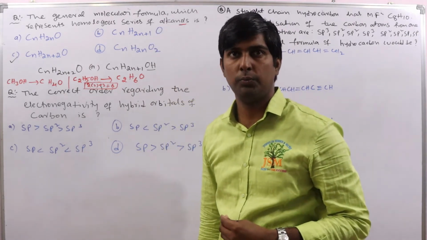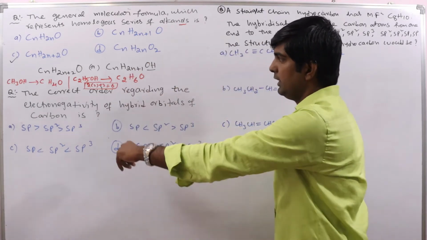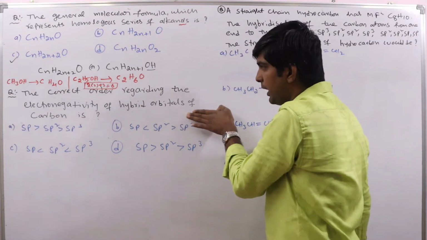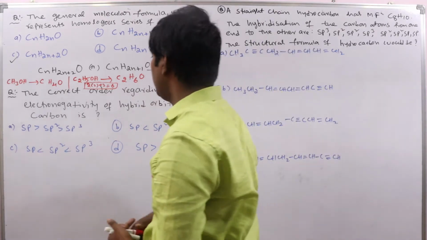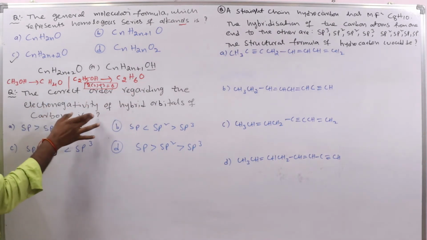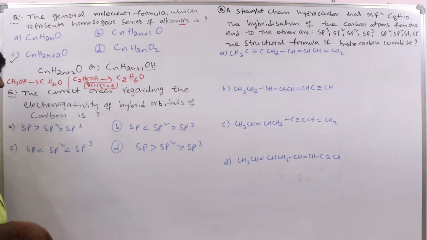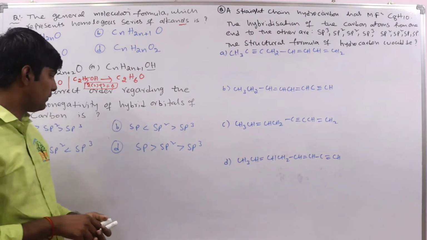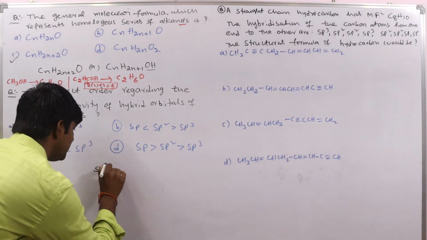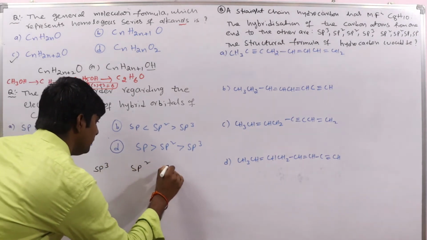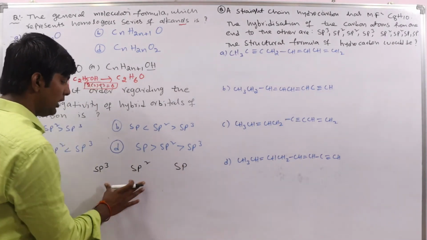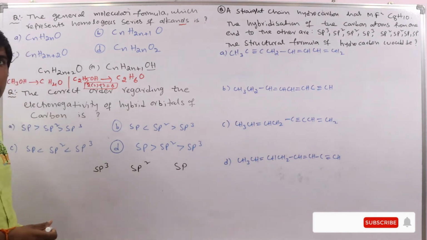with different functional groups. Next, see here: the correct order regarding the electronegativity of hybrid orbitals of carbon is. Very important, this one. What are the possible hybrid orbitals? Carbon can form sp3, sp2, sp hybrid orbitals, right? So these are the 3 possible hybrid orbitals that can be formed by carbon.